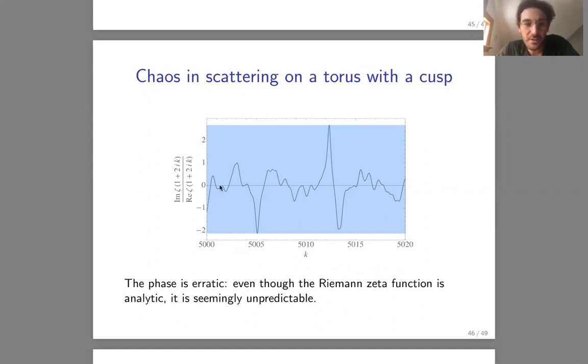I don't know. I just zoomed into a piece of the Riemann zeta function where it looked erratic. I don't know what it looks like in other regions.